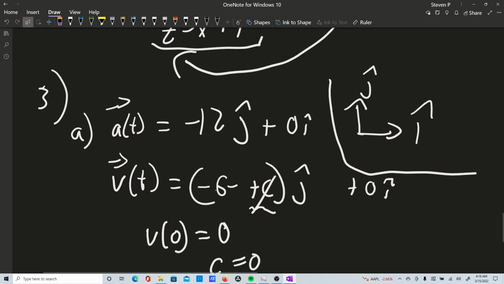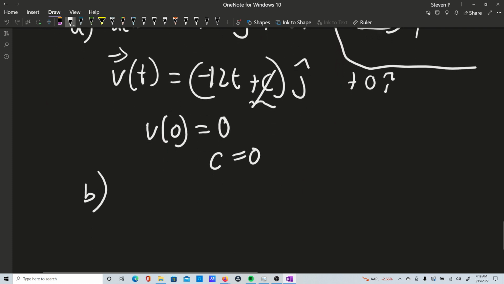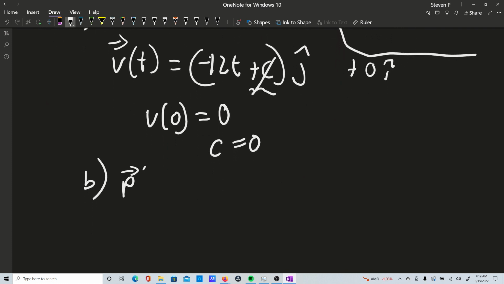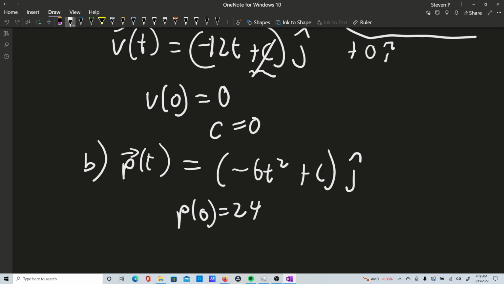Excuse me, I'm an idiot. No, what am I doing? It should be -12t. I got it confused with the next part. So the integral of -12 is just -12t. That was just a computation error, silly me. So the next part is asking you about the position vector. You just integrate that again, so that turns into -6t^2 plus c j hat. And now we know that position at 0 is equal to 24, or I guess 24 j hat.